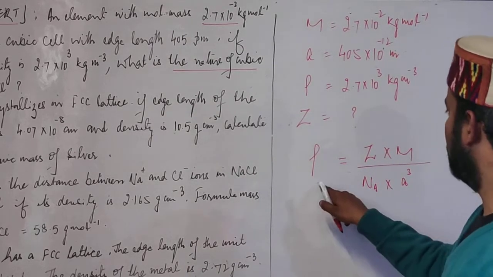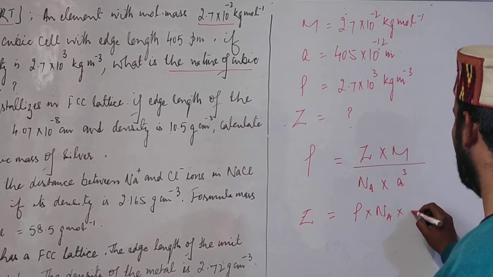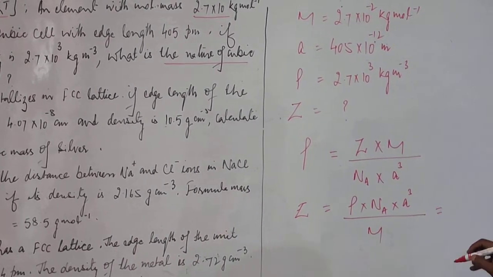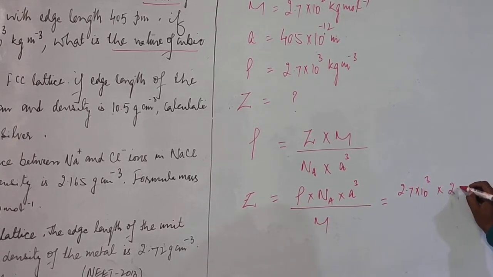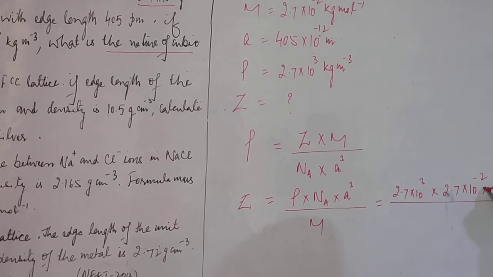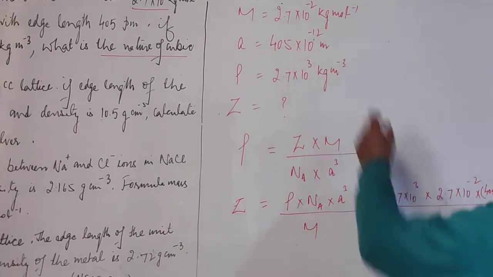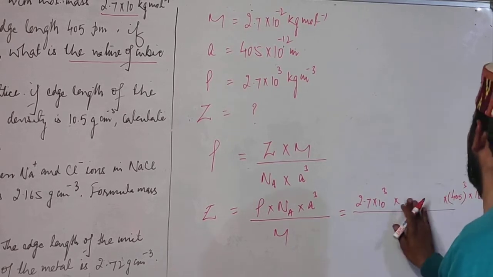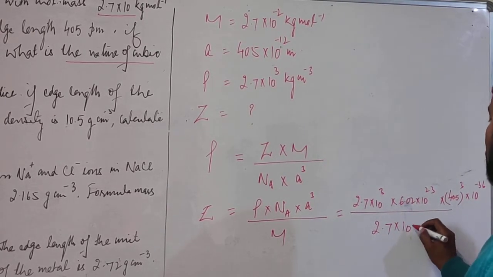So your Z will be rho into Avogadro's number into volume, that is edge length ka cube, divided by M. So substituting values, Z is 2.7 into 10 raised to power 3 kg per meter cube, then molar mass is 2.7 into 10 raised to power minus 2 kg per mole. Then we have edge length, which is 405, इसका cube कर देंगे into 10 raised to power minus 12 का cube, that is 10 raised to power minus 36, divided by, wait, this is Avogadro's number, so it is 6.02 into 10 raised to power 23, divided by M. M is 2.7 into 10 raised to power minus 2.